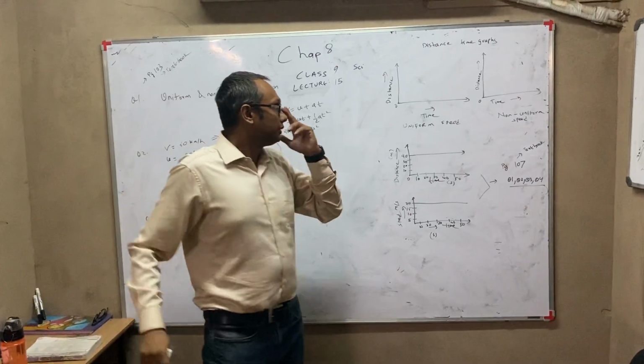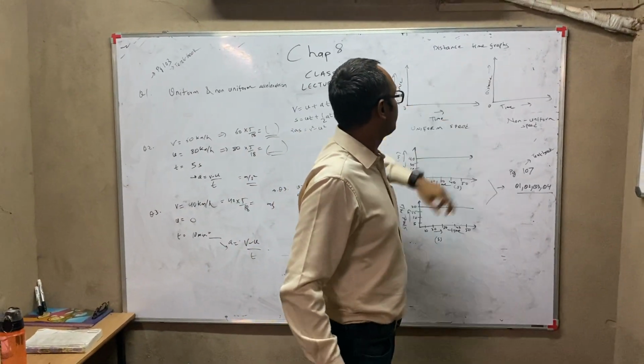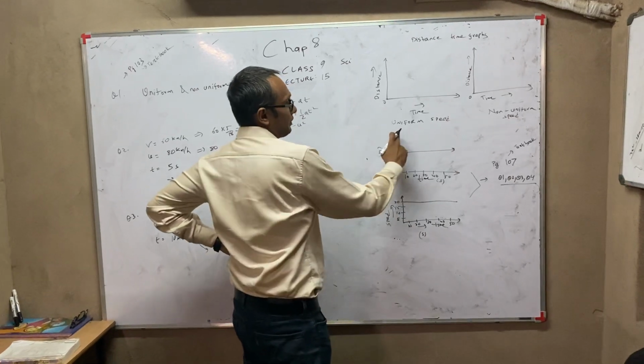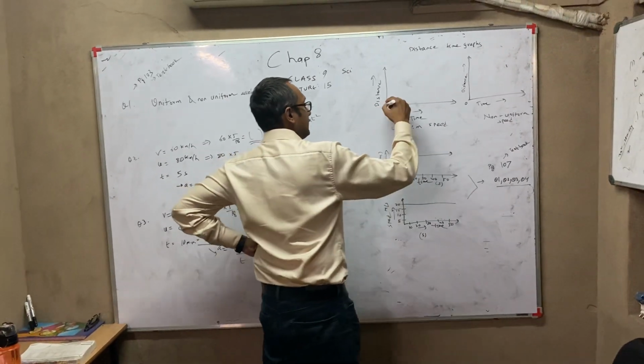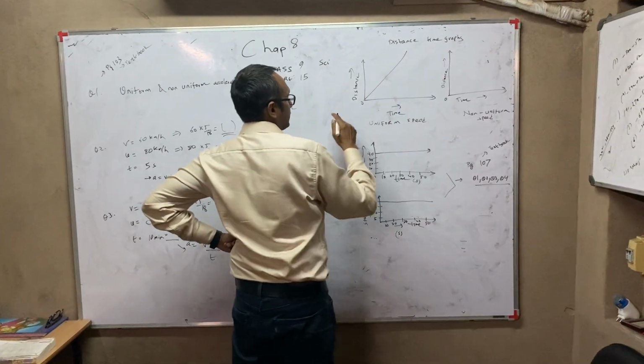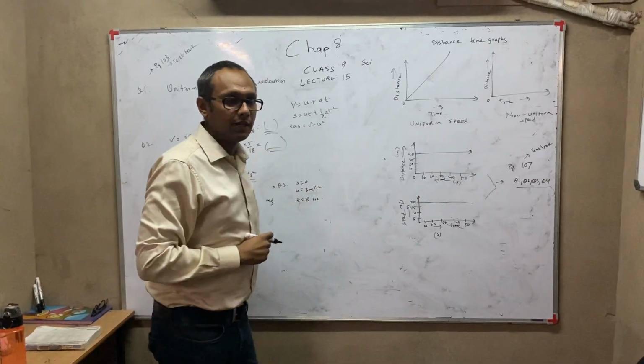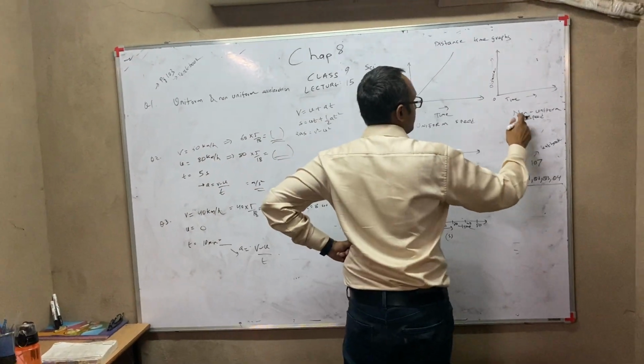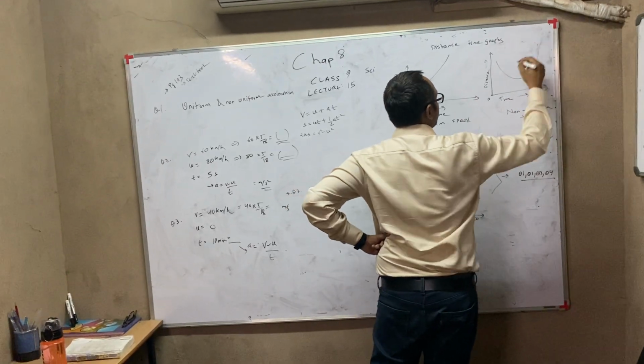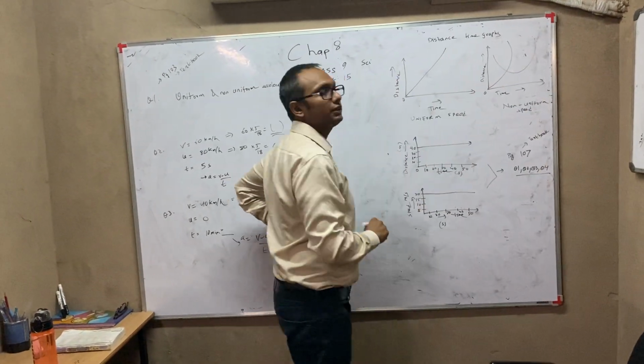Now the distance time graphs, if we see for a motion with uniform speed, we always say it is a straight line. It will always be a straight line. For a non-uniform speed, it will be a curve. It can be any kind of curve, but it will be a curve.